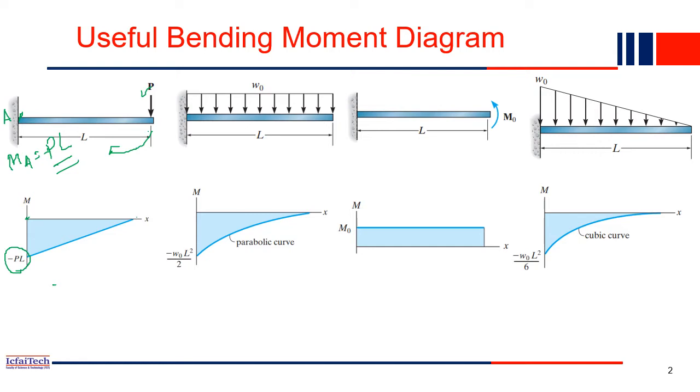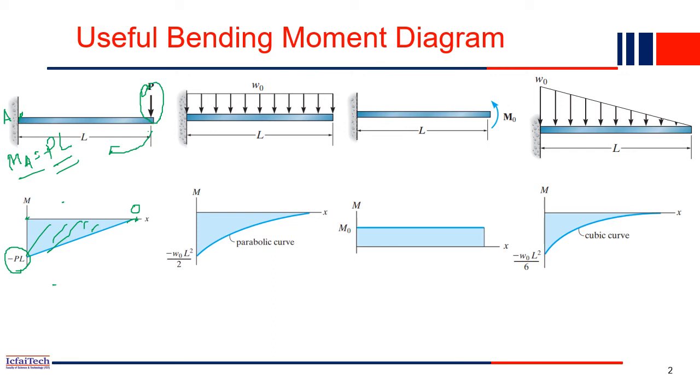And at x equal to 0, at the starting point, it is 0. So just to draw it, it is a triangular shape. So this is the first moment diagram. Very simple: a cantilever with a point load acting at the tip. In that case, this is the moment diagram.